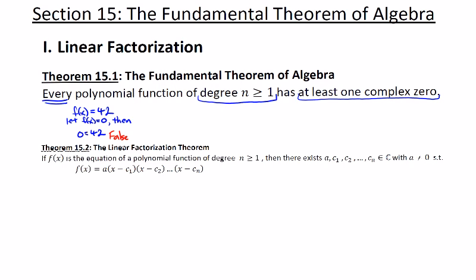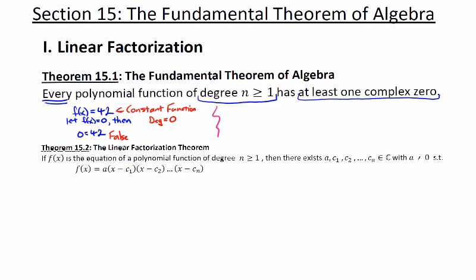So look closer at the equation f of x equals 42. This is a constant function. A constant function has degree equal to 0. And this theorem only applies if your polynomial function is of degree 1 or greater. So this is exactly what we should expect. We are not supposed to have at least one complex zero with this because it doesn't have a degree 1 or higher to it. So let's look at another example.